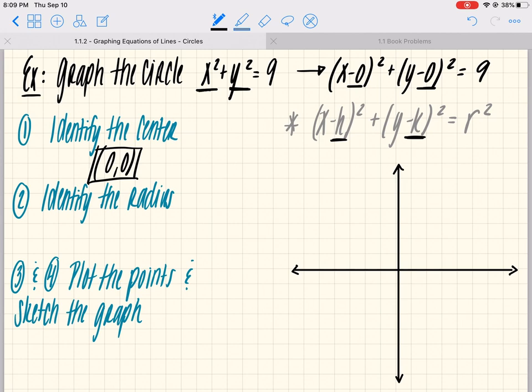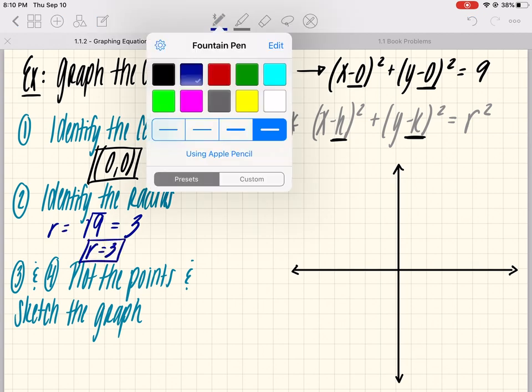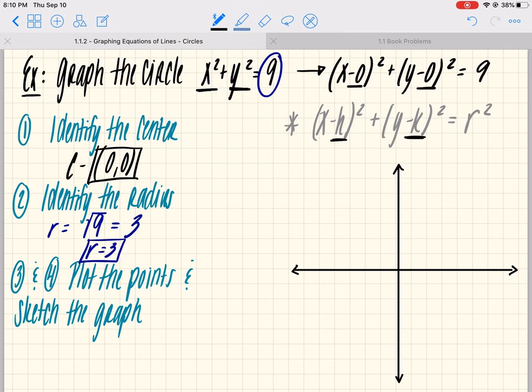Now we're going to identify the radius. So the outside here, 9 is r squared. We just had that example with square root. And you don't really have to set it up like that. You can just take the square root of 9, okay? Once you get used to that, which is 3. So the radius equals 3. I'm going to write that as r equals 3. And then also here for the center, you can write c. Center is 0, 0. Okay, then we're going to plot those points and we're going to sketch the graph.